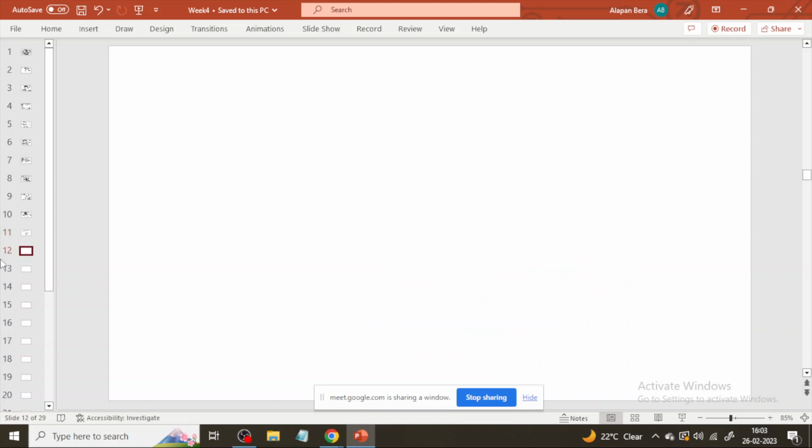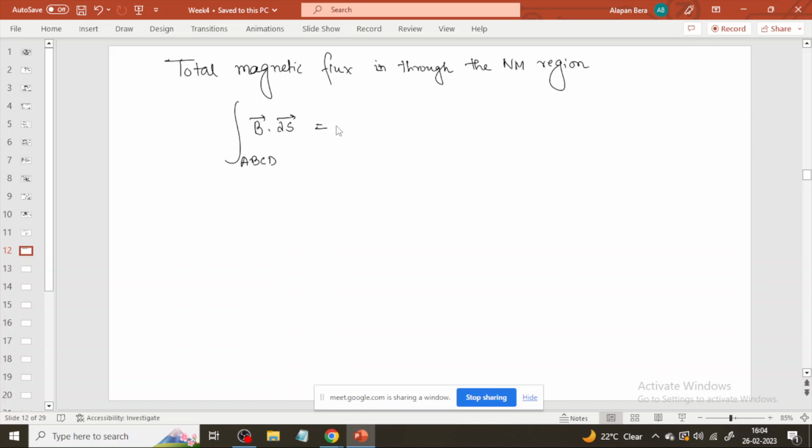Now after this, we also know that the total magnetic flux through the normal metal region is given by this equation, the integral of B dot ds, which is B dot dx.